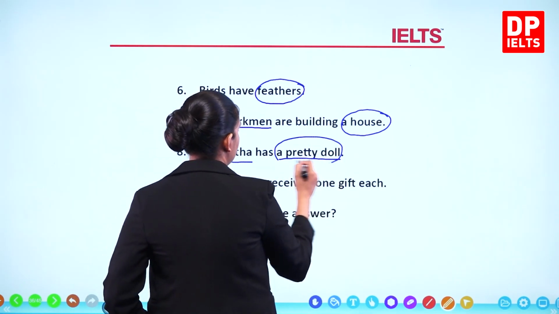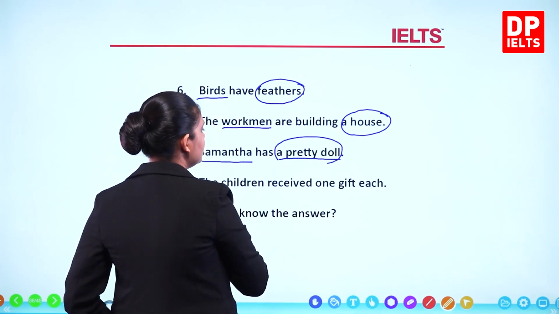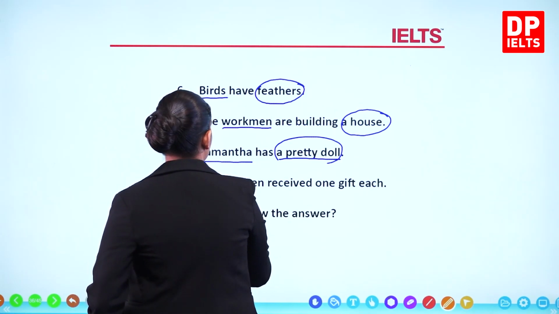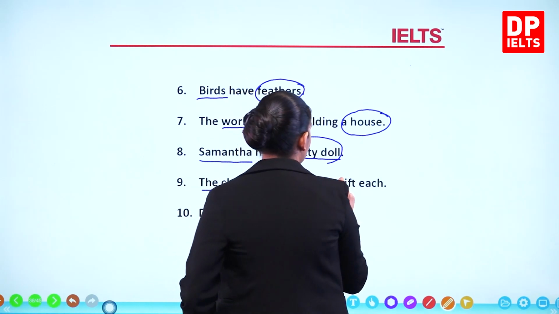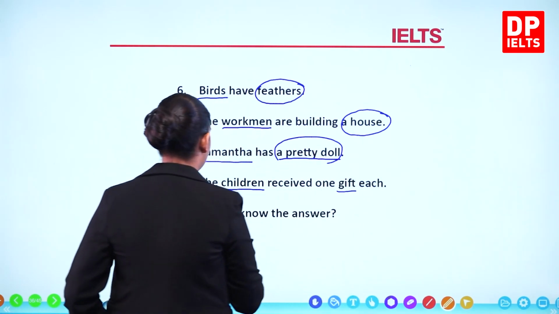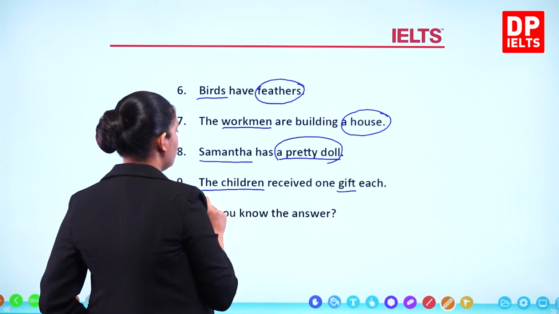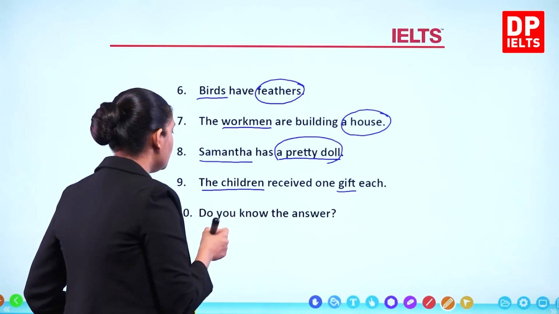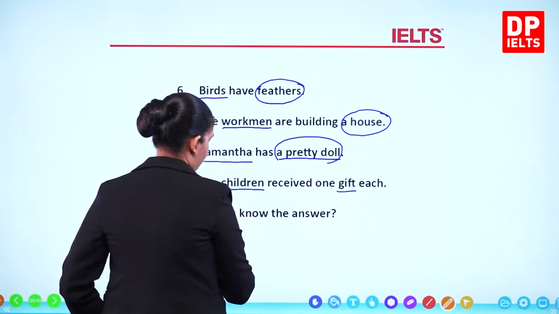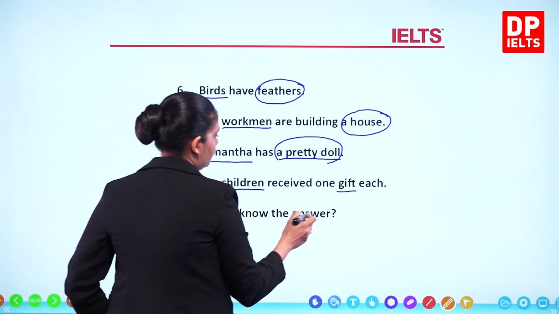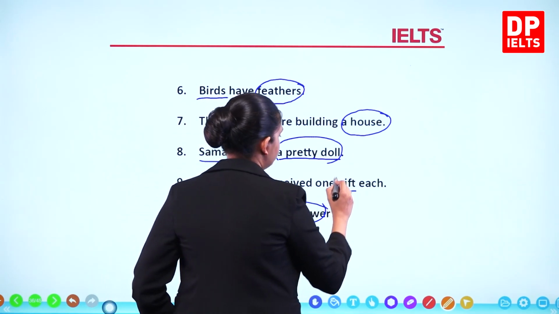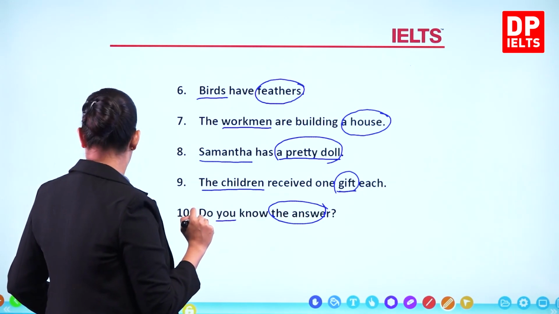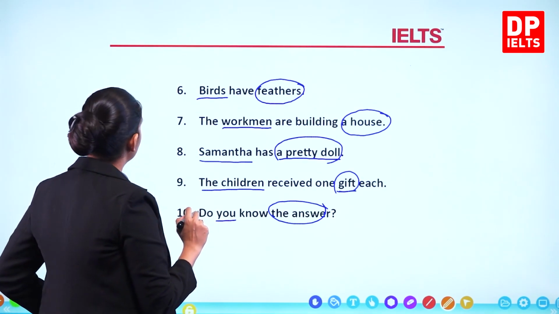So we need to circle it, sorry. The children received one gift each. Who received? The children. What do they receive? Gift. Okay? Do you know the answers? So in this one, you is the subject. What do you know? The answers is the object. Right?